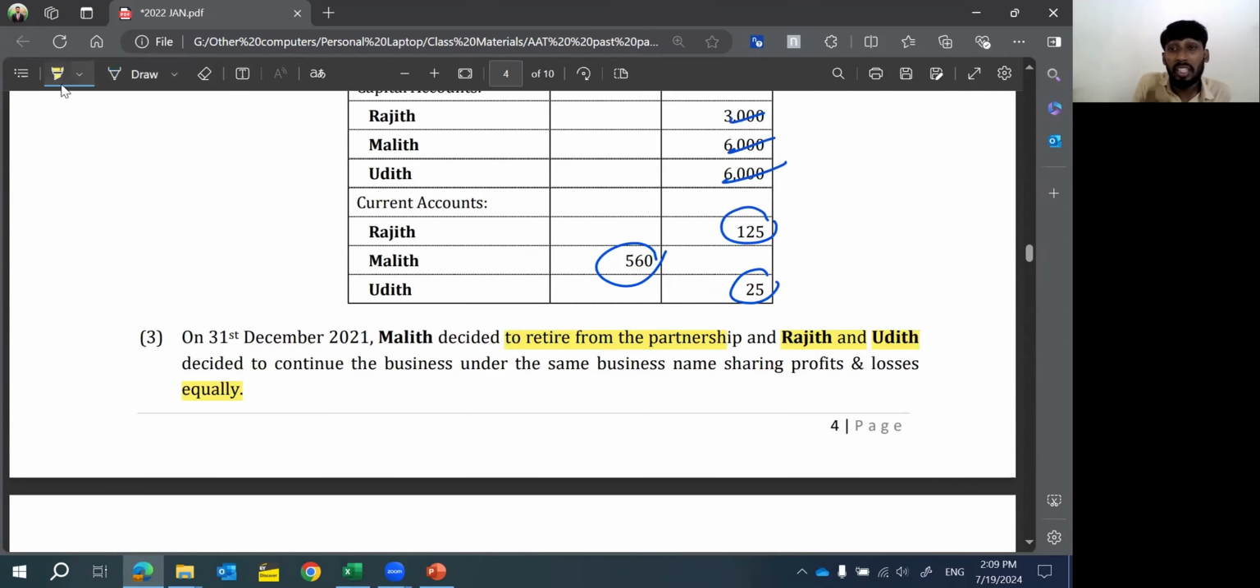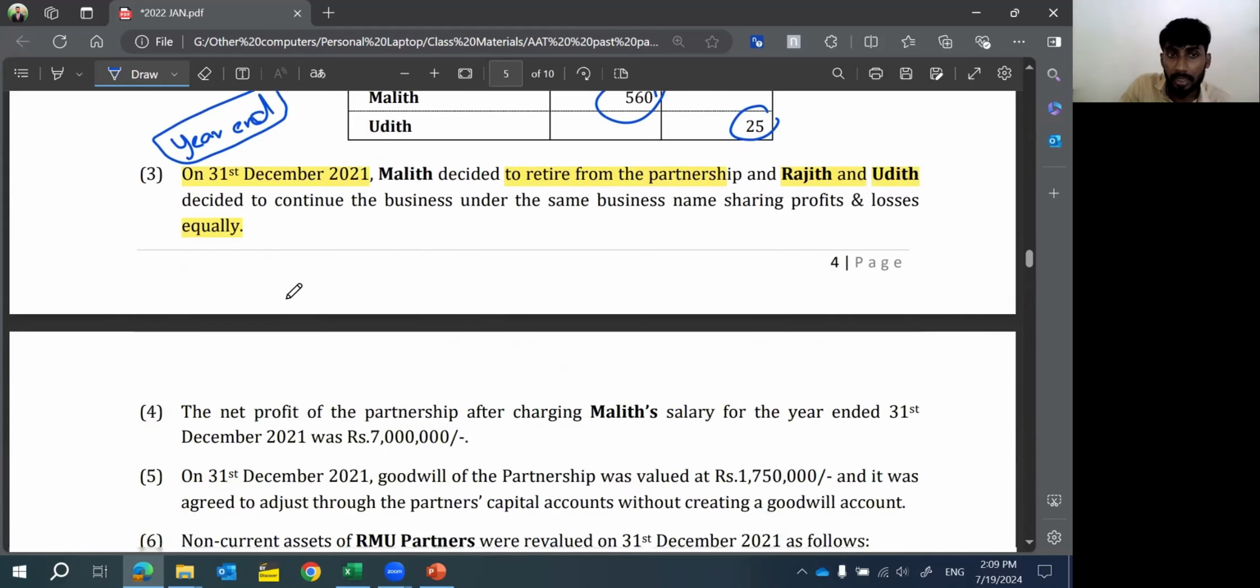And the most important fact is on which date they are going. On 31st December 2021. That means year end. This is pretty important. So if the partner is retiring at the year end, what we need to do? We need to appropriate the profit for that partner also.